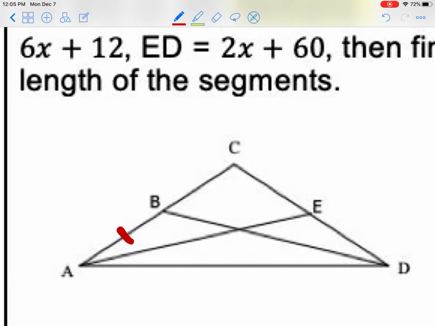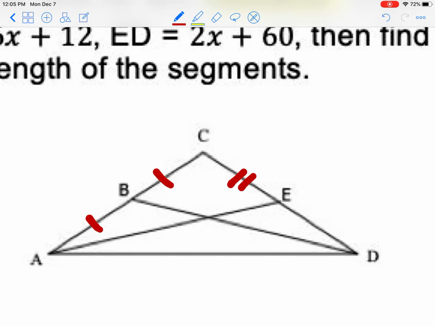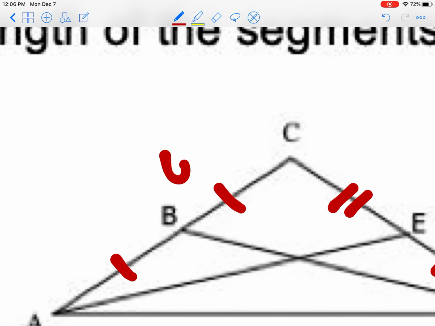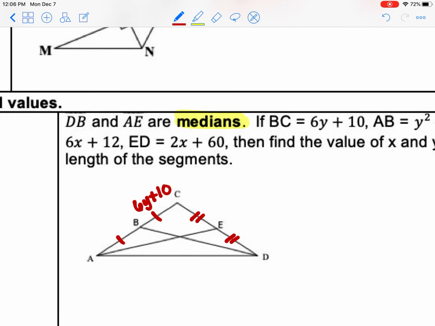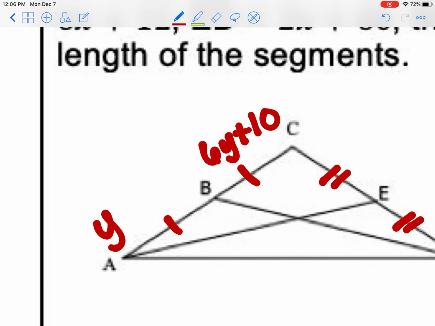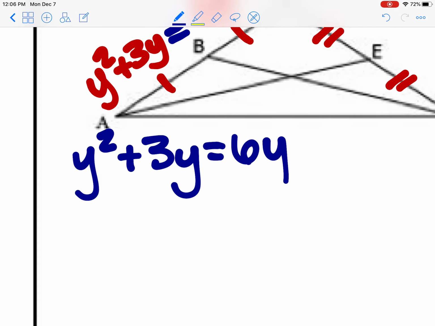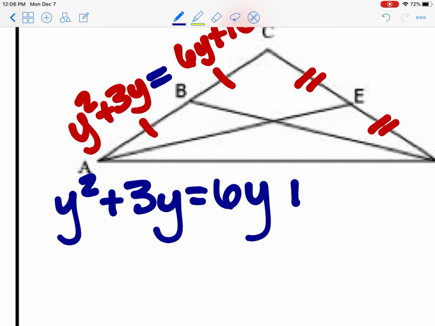Okay, so on this one, our keyword is median, which means I know that B is a midpoint and E is a midpoint. If I go ahead and label BC as 6y plus 10, and AB is y squared plus 3y, because we marked those congruent, we could then say that they are equal to each other and we could solve. So let's solve that.